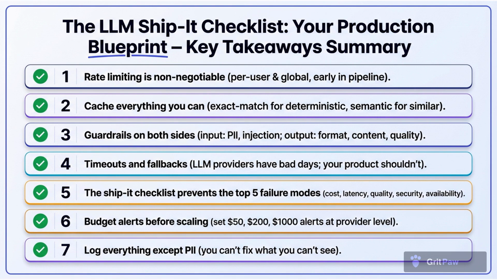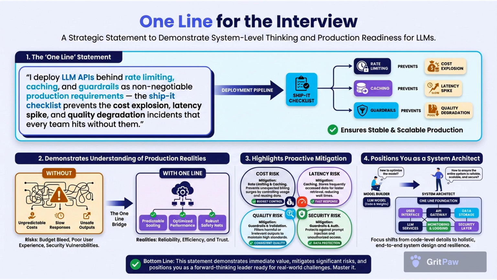Finally, log everything except PII. Comprehensive observability is crucial. Log requests, responses, token usage, latency, and errors, but ensure PII is redacted or never logged. You cannot fix what you cannot see. By internalizing these principles, you are well equipped to manage the complexities of LLM deployments.